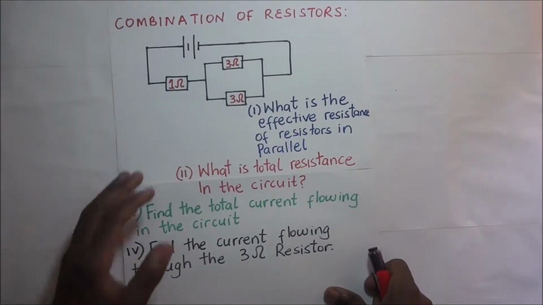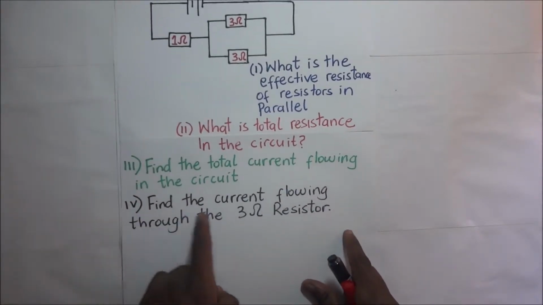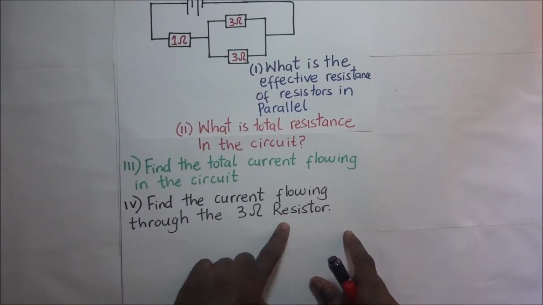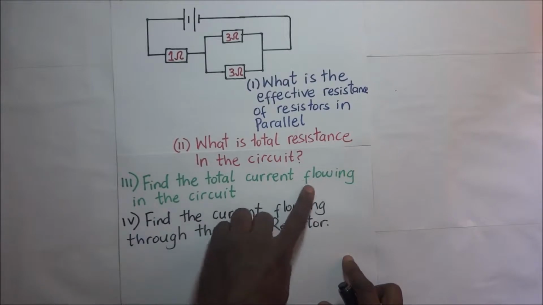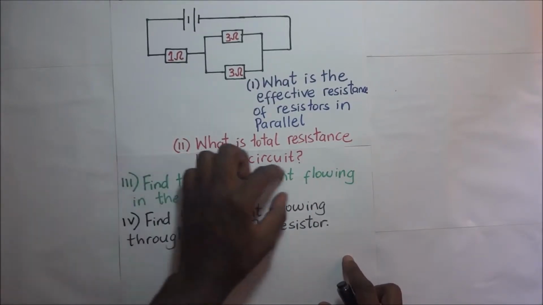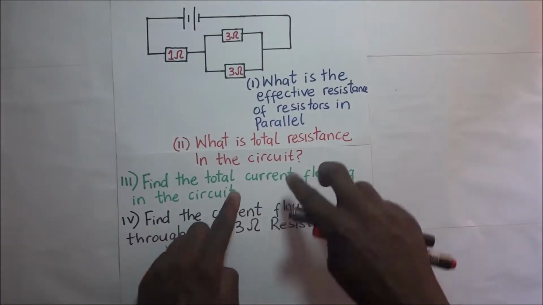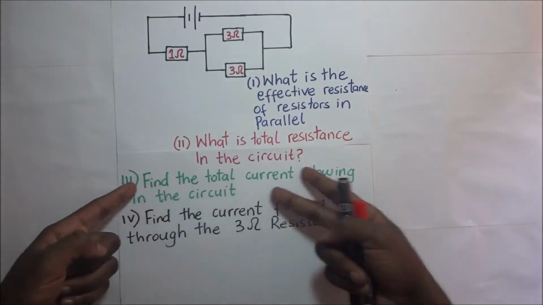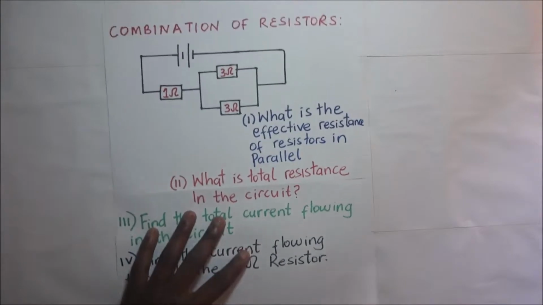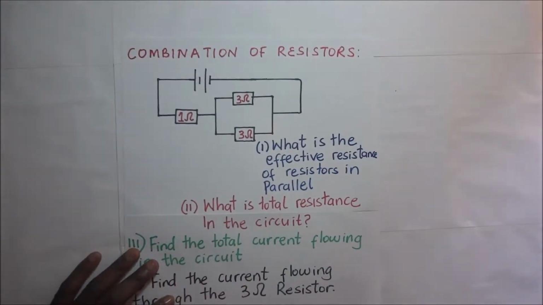In some cases they will just tell you to find the current flowing through the 3 ohm resistors, or to find the total current flowing through the circuit. They just give you this. And so when they give you that question, automatically you must carry out these other steps before you come to this. So we'll begin, going step by step.